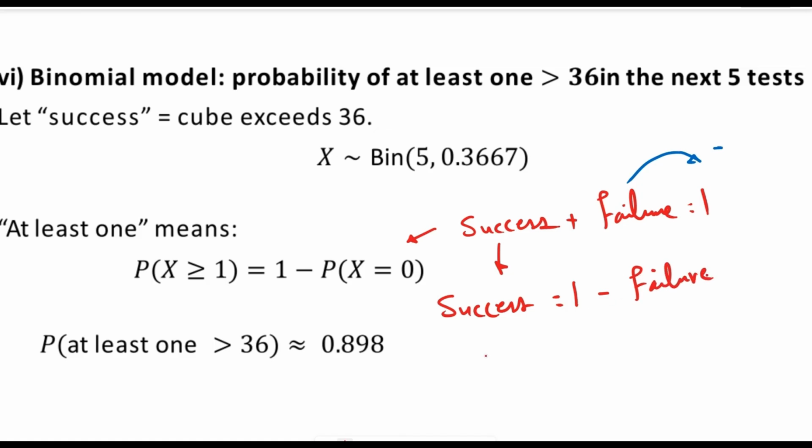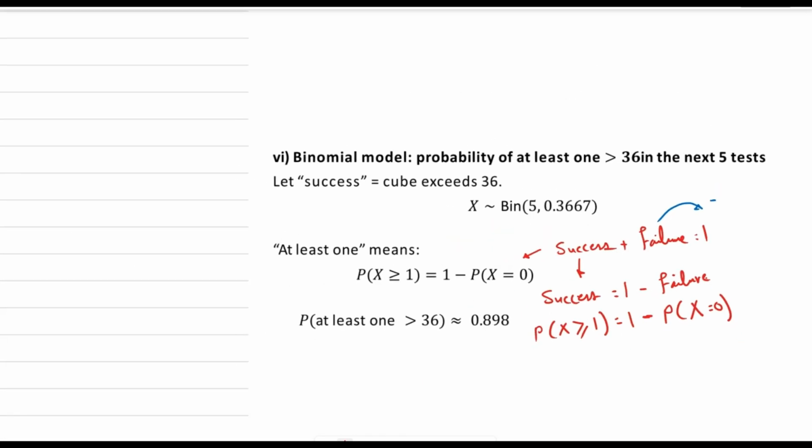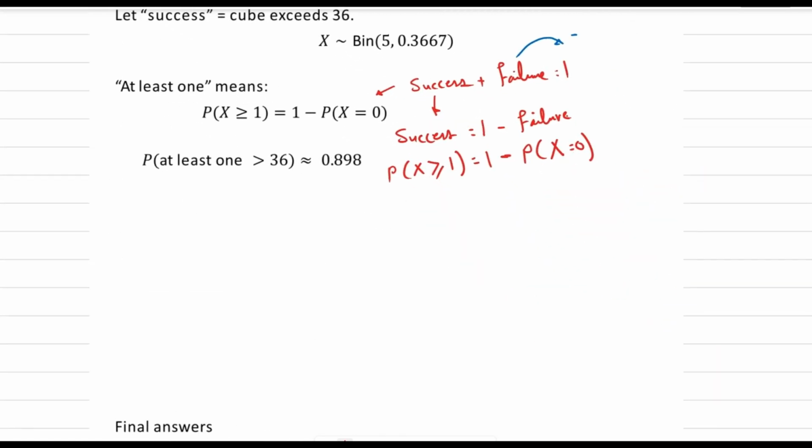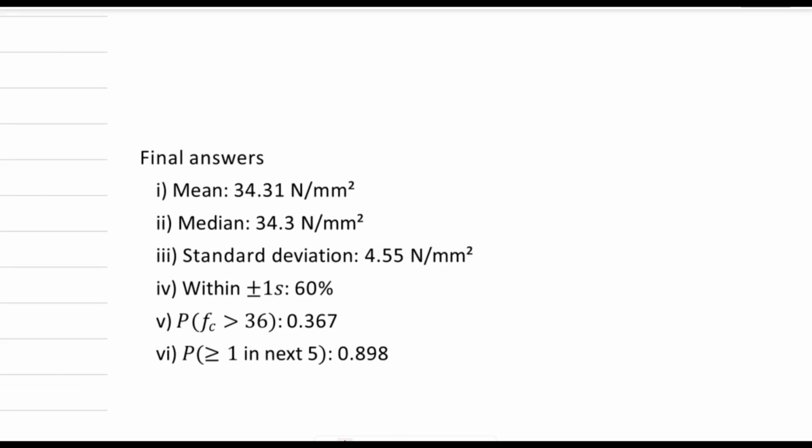So success in this situation is the probability for at least one. So anything of one or greater is success, which is what the question stated. 1 take away failure. Failure here is none of them exceeding 36 megapascals. So that means take away the probability of x equal 0 here. So how to do this one? It's much easier to use Microsoft Excel or Google Sheets. You are going to do it in the same way that we have done before, and to double check your answer, you will get this one.